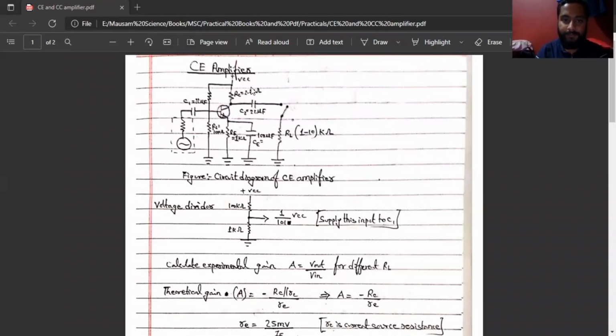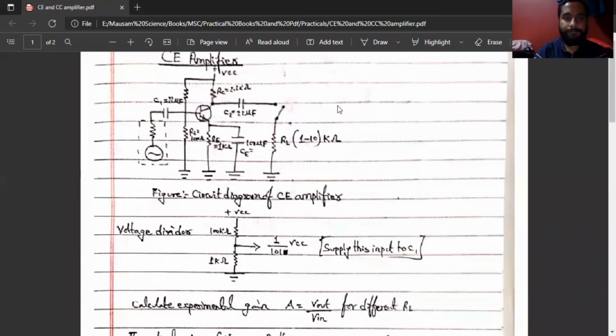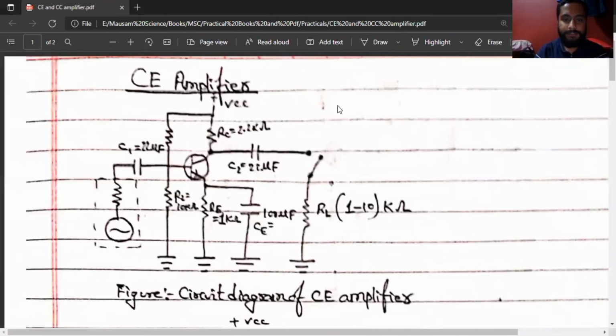This is a common emitter amplifier. Okay, and to design this amplifier, we need certain things, like this figure. It is not so clear, but this figure helps us understand more about the CE amplifier. I would like to explain this figure.